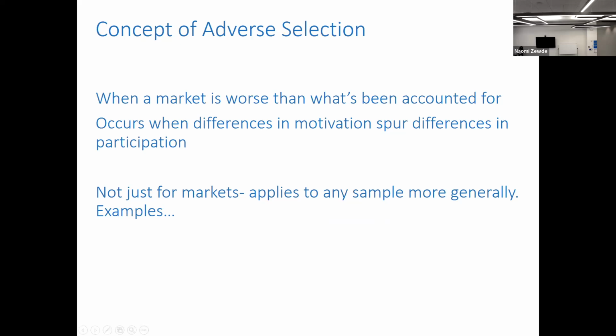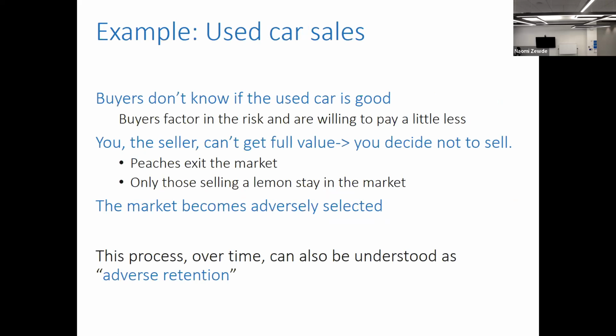So it's this concept of adverse selection. When the insurance pool becomes adversely selected, meaning there's a disproportionate share of sicker people in the pool. And it's when different people are purchasing this insurance to cover different levels of healthcare needs. It can happen to any sample. So for example, used car sales, you could have an adverse selection situation.